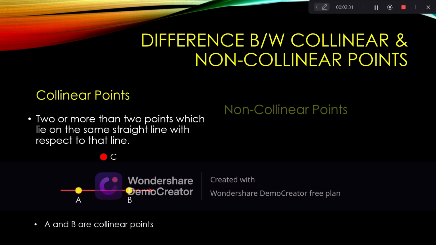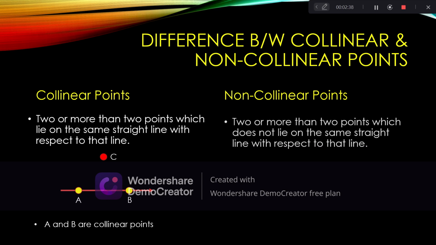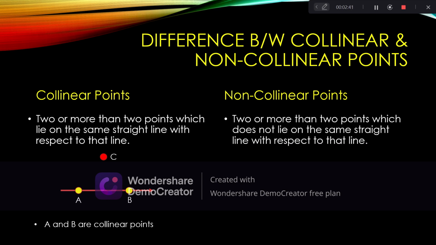So now moving to the non-collinear points. This is totally reciprocal of collinear points, right? According to the definition, non-collinear points are two or more than 2 points which do not lie on the same straight line with respect to that line, right? So in this, we also consider a straight line and 3 points, point A, point B, and point C. According to the definition, point C does not lie on the straight line. That's why point C is a non-collinear point, right?